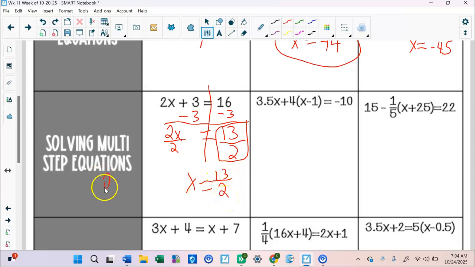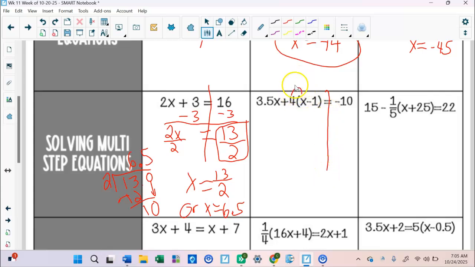Now, if you want to change it to a decimal, 2 goes into 13 6 times. Annex a 0, put a decimal. If you have a calculator, you should be good there.